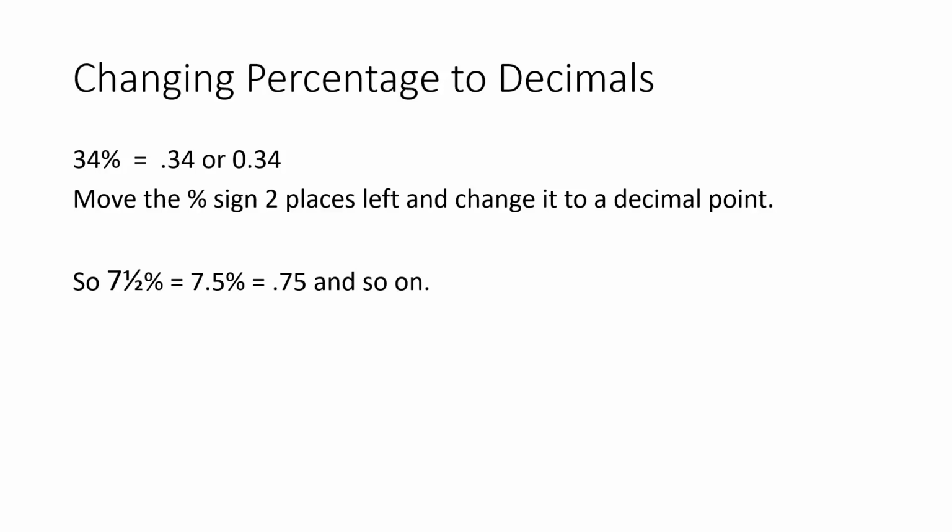How about changing a percentage into decimals? Well, literally, all we have to do to get the 34% into a decimal, in this particular case, is divide by 100. So we would move the percentage sign 2 places to the left and then change it to a decimal point. So in that example on the board, 34% becomes 0.34. And 7.5% equals 0.075. You do need to get a handle on this.